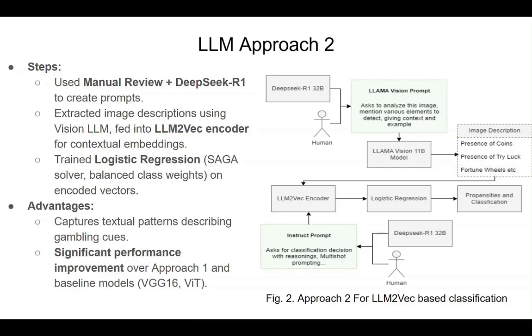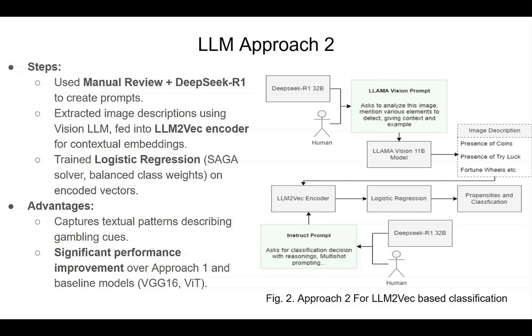So we went through some sample of images. We did manual inspection, and we also used the help of DeepSeek R1, and we had a prompt ready, which mainly asked to analyze the image based on various gambling cues, etc. So it asks to generate the image description, and this was given to the Llama Vision 11 billion model as an input, along with an image.